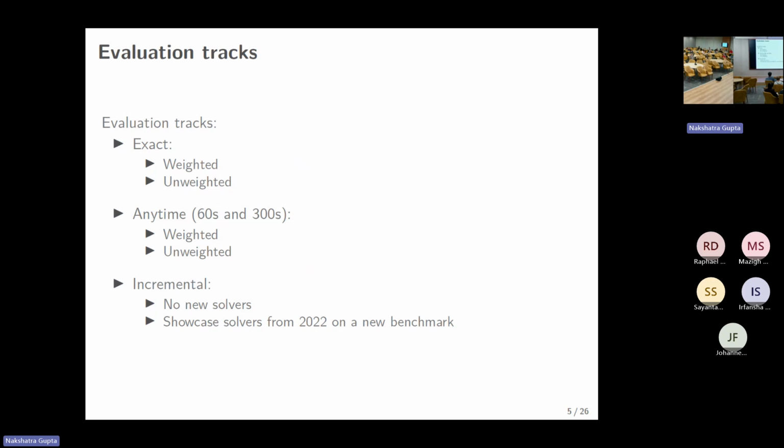We had 3 tracks, the exact track, where you're supposed to provide an optimal solution, an anytime track, where you're supposed to get as low-cost solution as possible in different timeouts, and an incremental track. Unfortunately, we only received benchmarks for the incremental track, no new solvers. So as such, we ran the solvers from a few years ago on this benchmark, because we really like benchmarks. We might perhaps like benchmarks more than solvers.